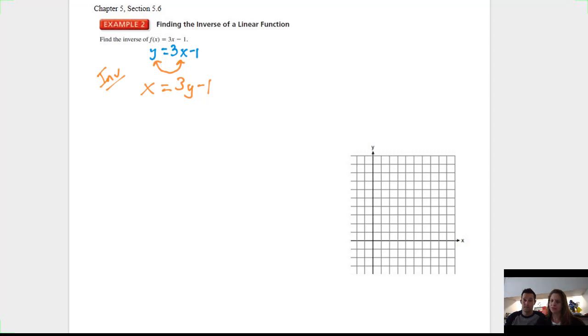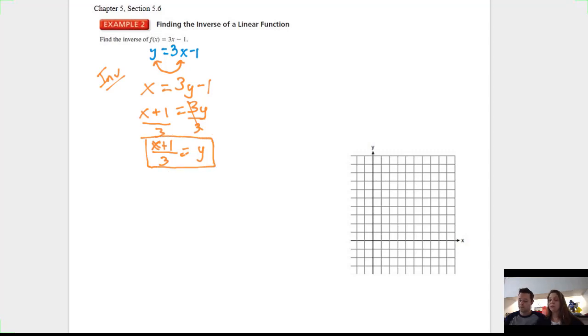Why did you say inverse there? Because this is the point where we changed to the inverse. So the blue one is the original, the orange one is the inverse, and typically we write the inverse in terms of y as well. So now we need to isolate y. So add 1 to both sides, and then divide both sides by 3. Do you show this step, dividing by 3 on both sides? Yes. So that is how you find the inverse.